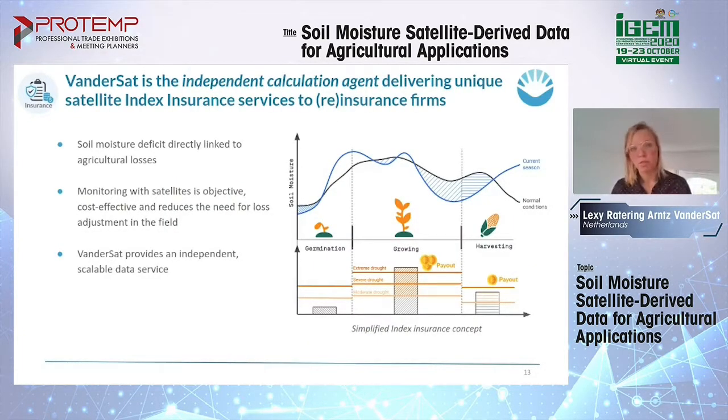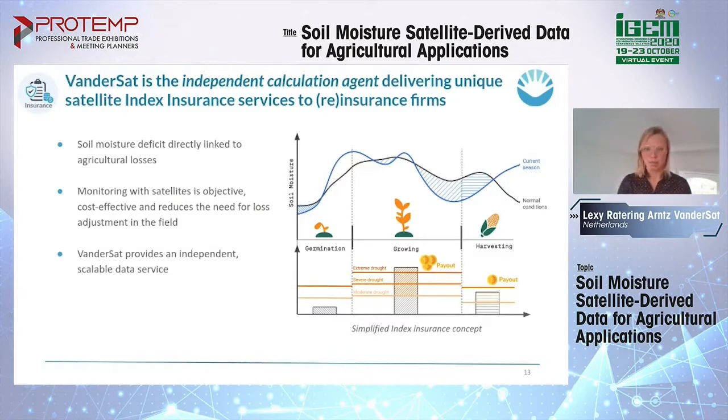For the insurance sector, for reinsurance firms, we present ourselves as the independent calculation agent that delivers unique data for insurance applications. And how does this work? If a farmer would like to insure himself or herself against drought, you can do that with traditional insurance methods, and they usually involve loss adjusters who go to the field after a drought event has happened, and then the loss adjuster assesses the damage.